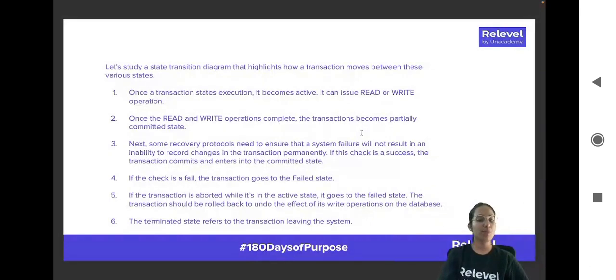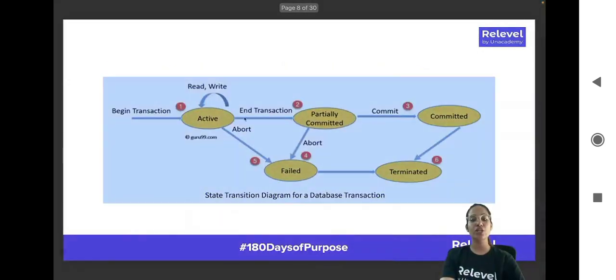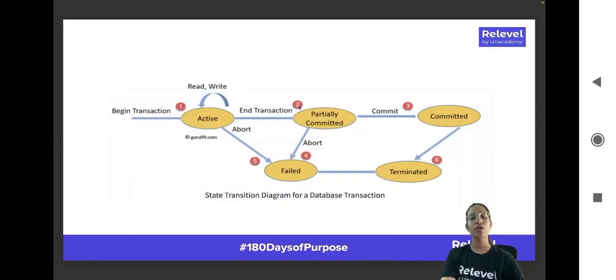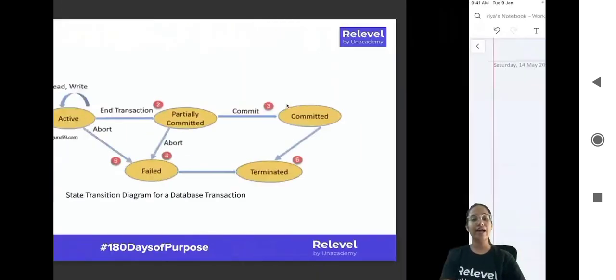So the first point is, once a transaction starts execution, it becomes active. When you start the execution of a transaction, it is in the active state. It can issue read operations and it can issue write operations. Once the read and write operations are complete, the transaction goes to the partially committed state. This is point number 2, once you're done with the read and write operations.